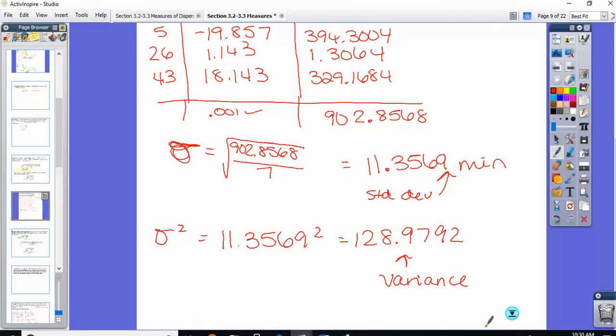Again, the nice thing is, guys, I'm giving you this formula sheet, so if you forget what something means, if you can't remember what variance means, you look at the formula sheet and it tells you. Population variance is sigma squared. Sample variance is S squared.